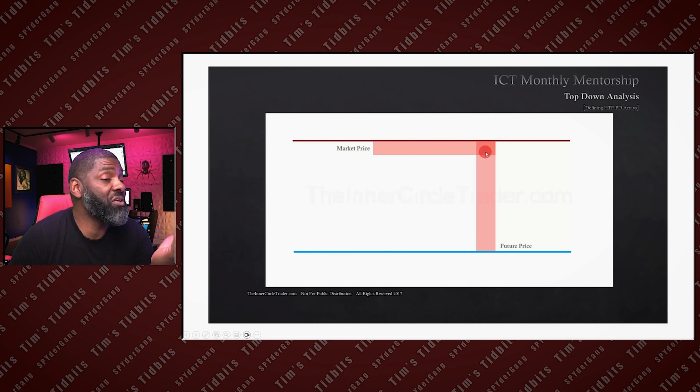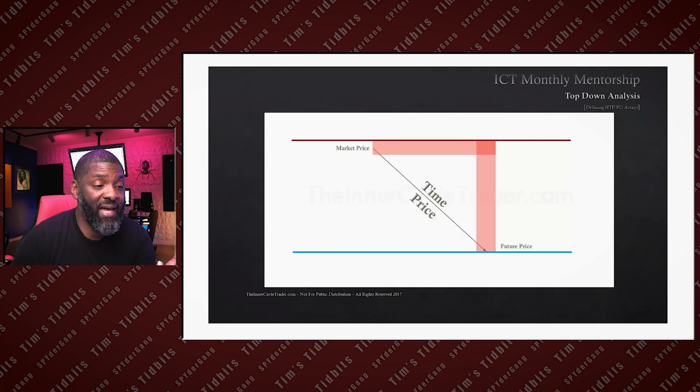It can be a news event. I don't care what it is. You just want an imbalance to come into the market. Don't try to guess when this is going to happen. You want to wait for time and price to align to cause this move to start happening.